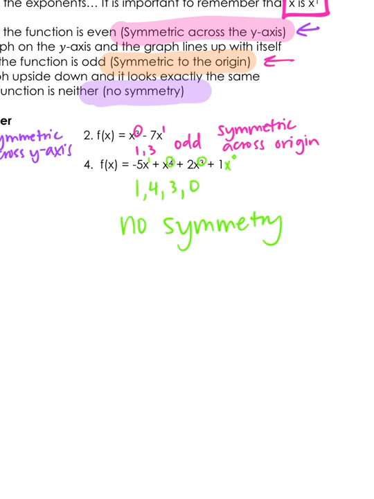Now you can always graph these and see if they do end up looking symmetrical, but if you know your rules about your exponents, you don't even have to graph it. You're going to save yourself a lot of time just by being able to look and see, are the exponents all odd? Are they all even? Or is it a mixture? And that will tell you what kind of symmetry you have.